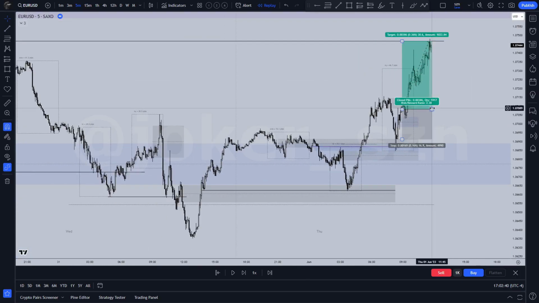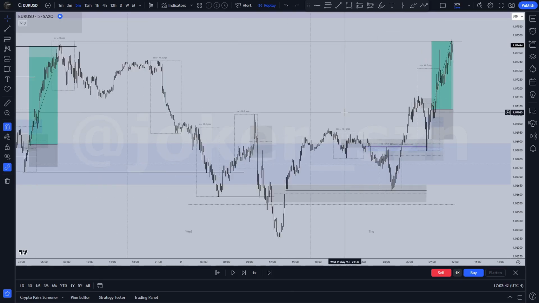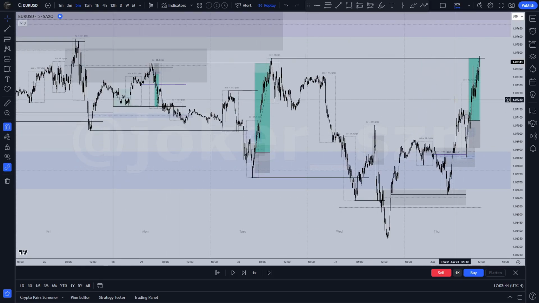So this would be the last trade of the week. We had 3 trades this week. We had 2.8 R here, around 4 R here, and another 2.3 R here. So we would have had 3 high probability trades.